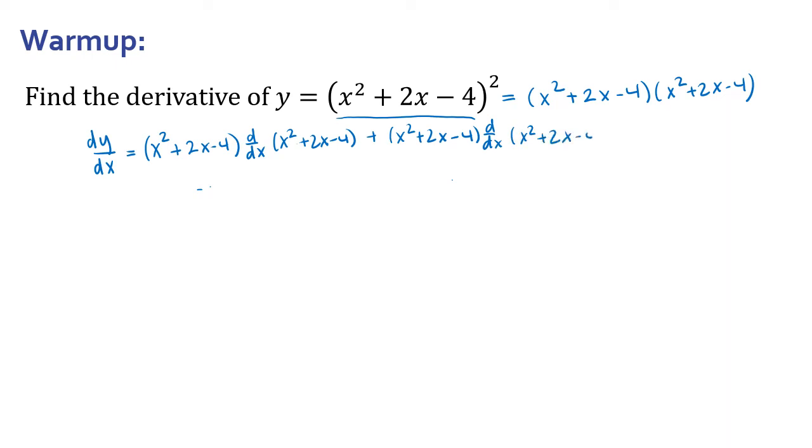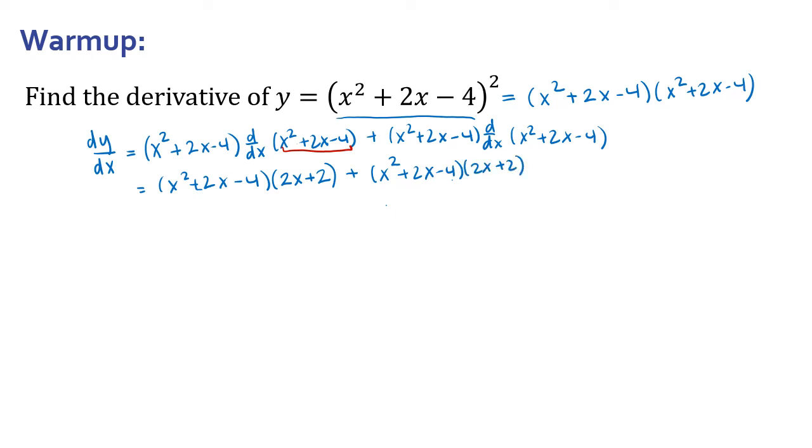That's going to end up giving us x squared plus 2x minus 4 times the derivative of this piece. The derivative of x squared is 2x, the derivative of 2x is just 2, and the derivative of minus 4 is 0. We'll have the same thing over here, x squared plus 2x minus 4 times 2x plus 2.